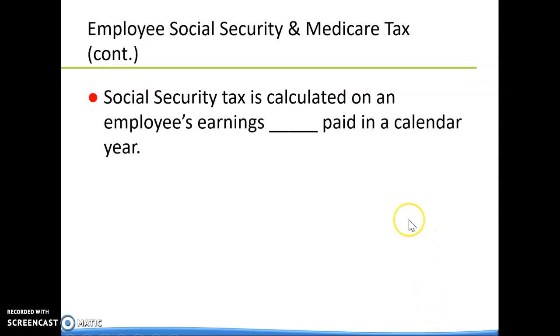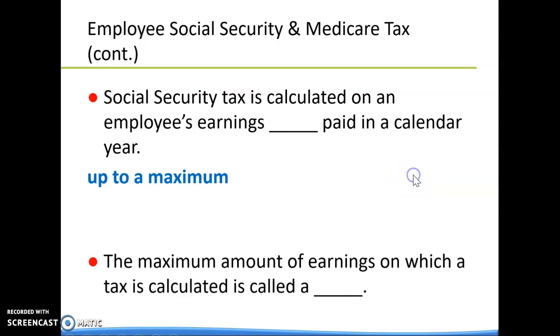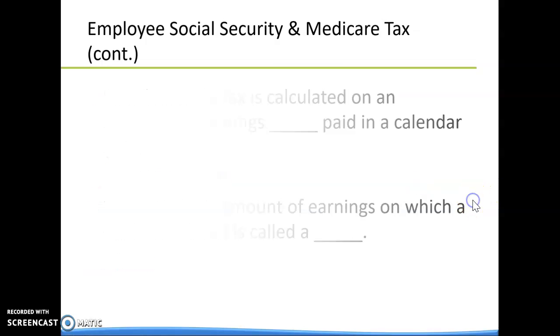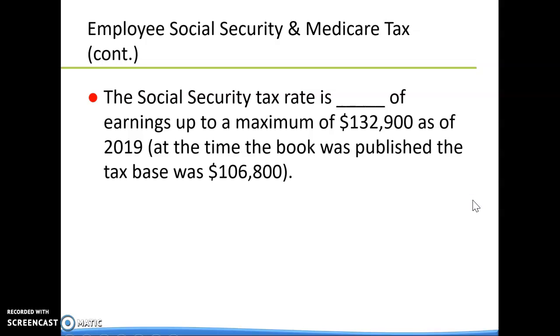Social Security tax is calculated on an employee's earnings up to a maximum paid in a calendar year. We won't have to deal with this as much today. The maximum amount of earnings on which a tax is calculated is called tax base again. So the Social Security tax rate is 6.2% of earnings up to a maximum of $132,900 as of 2019. But note that at the time the book was published, the tax base was $106,800. Okay, so that might change a little bit. Again, we won't have to deal with this today, but when we come up to it, I will make sure you understand this part.